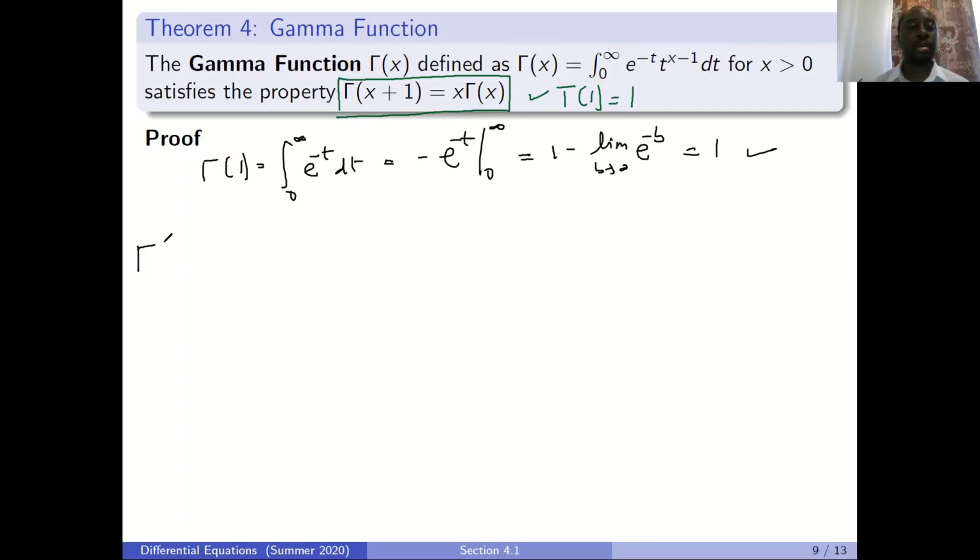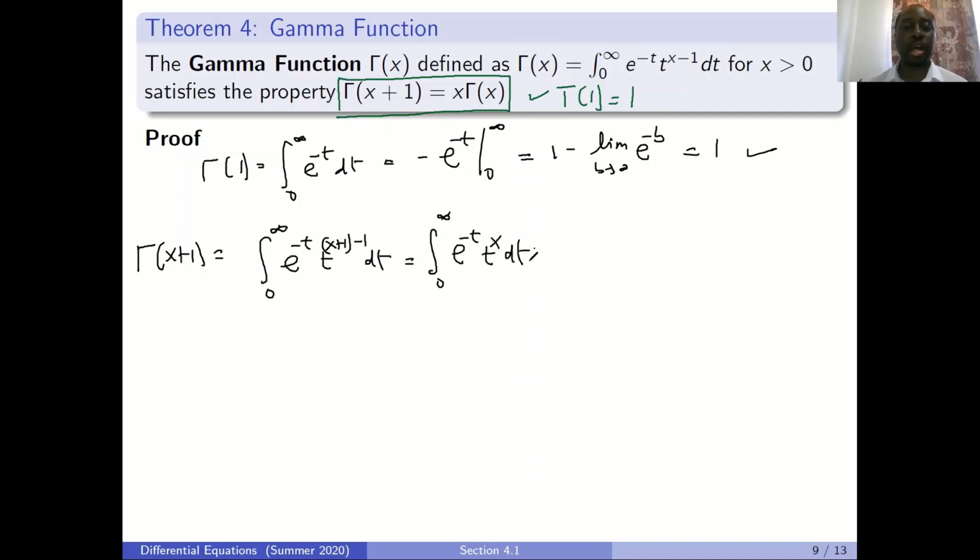So now let's compute gamma of x plus 1. By definition, this is the integral from 0 to infinity of e to the minus t, and then we have t to the x plus 1 minus 1, dt. And that is the integral from 0 to infinity of e to the minus t, t to the x dt.